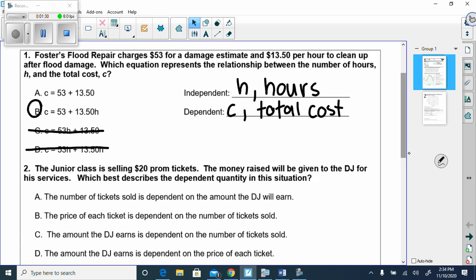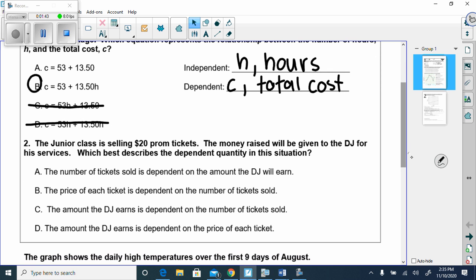Okay, number 2 gives us another scenario. It says the junior class is selling $20 prom tickets. The money raised will be given to the DJ for his services. Which best describes the dependent quantity in this situation? So dependent, that's like my Y, right? Whatever the dependent is cannot happen without X. Okay. So it says the number of tickets sold is dependent on the amount the DJ will earn.